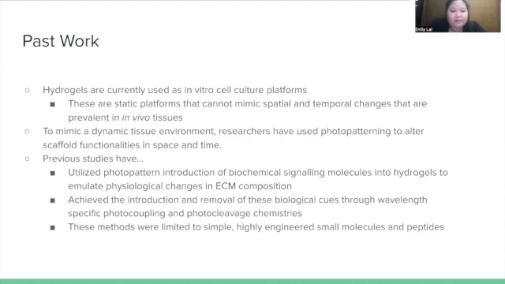Previous studies have utilized photopattern introduction of biochemical signaling molecules into hydrogels to emulate physiological changes in ECM composition. There have been advancements in the introduction and removal of these biological cues through wavelength-specific photocoupling, which is the process of using light to cross-link or polymerize hydrogel precursors into a 3D network structure, and also photocleavage chemistries, which is when light is used to split molecules into smaller pieces. These methods were limited to simple, highly engineered small molecules or peptides.